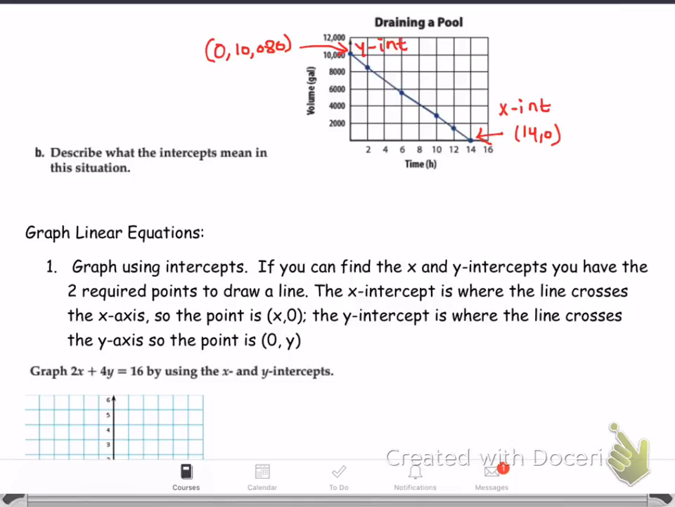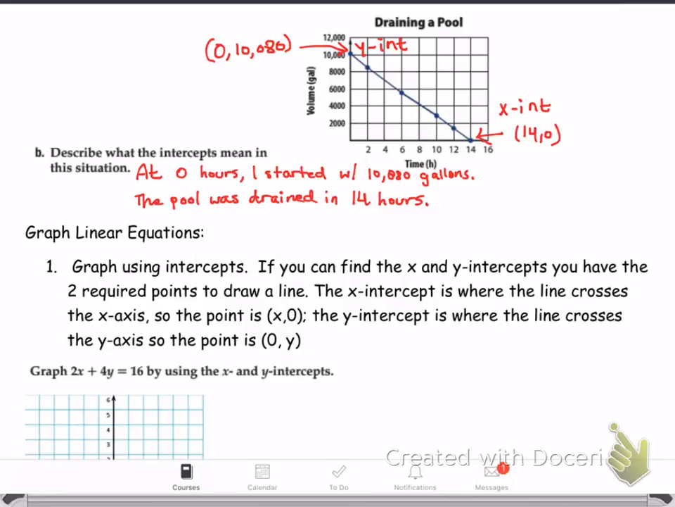The y-intercept, what it means is that at 0 hours, I started with a tub or a pool with 10,080 gallons. And then the x-intercept, what that means is it took 14 hours for the entire pool to be completely drained. So that's what that means.